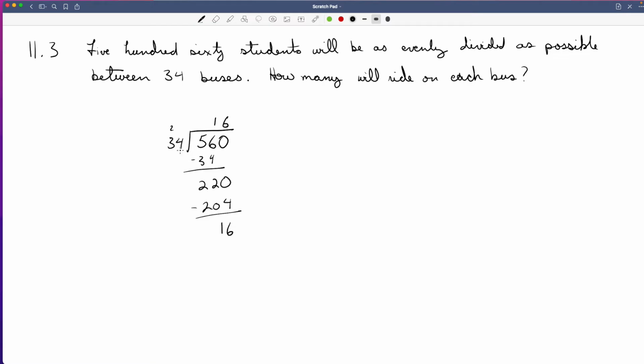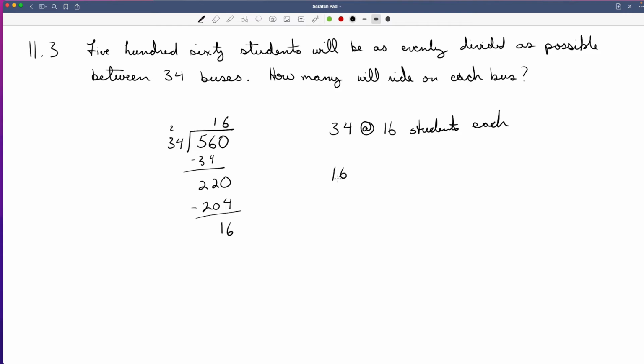So we can get 34 onto 16 buses. I'm sorry, 16 students onto 34 buses. But we have 16 students remaining, right? So 34 buses at 16 students each. But now we have 16 students left. So what we're going to do is evenly distribute those students to the buses. So 16 of the buses are going to get one more student.